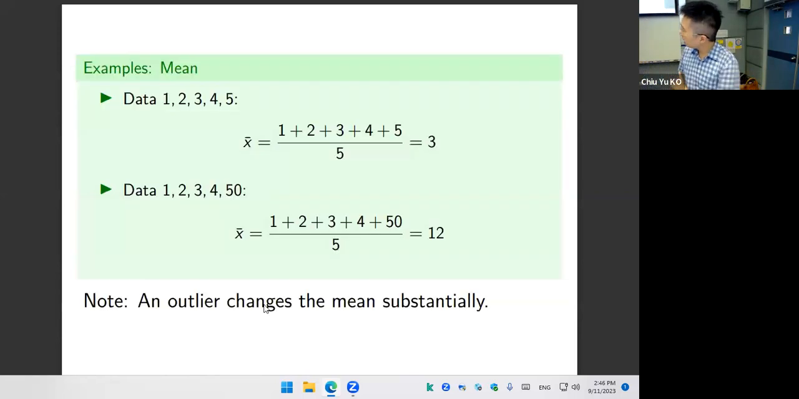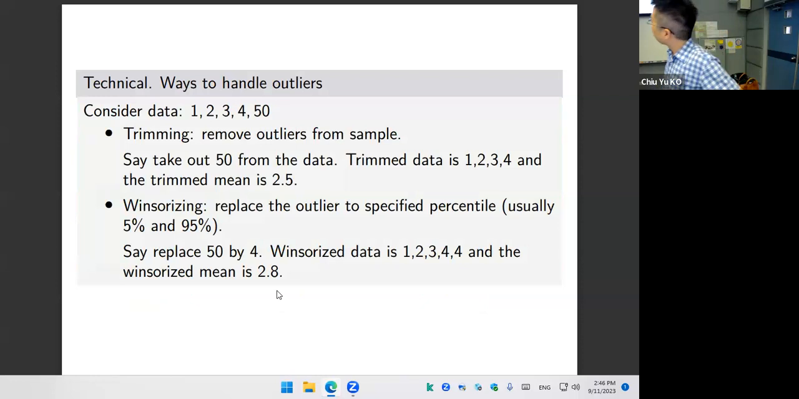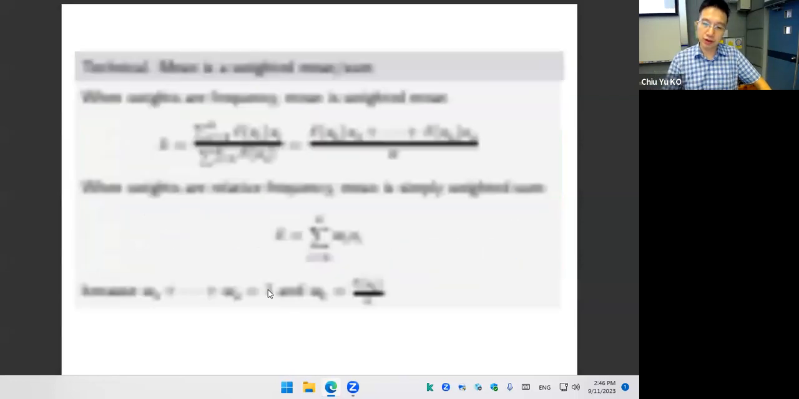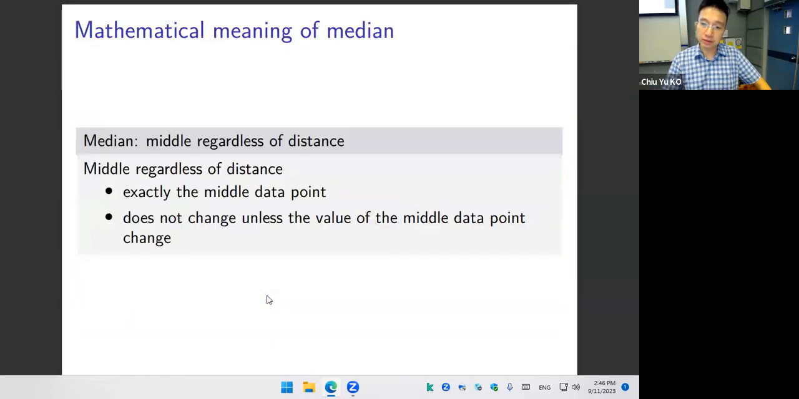And just try to recall, this mean would be affected by outliers, or what we call extreme values. And whether an extreme value is a feature of the data or a data problem, it depends. But if you want to focus on the mean, sometimes you would consider handling the data a little bit, trimming or winsorizing, but we're not going to talk about those in detail.